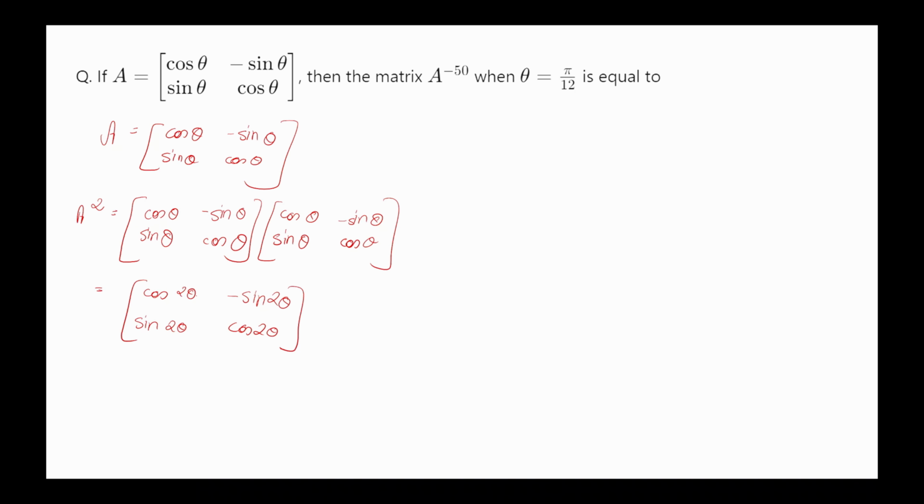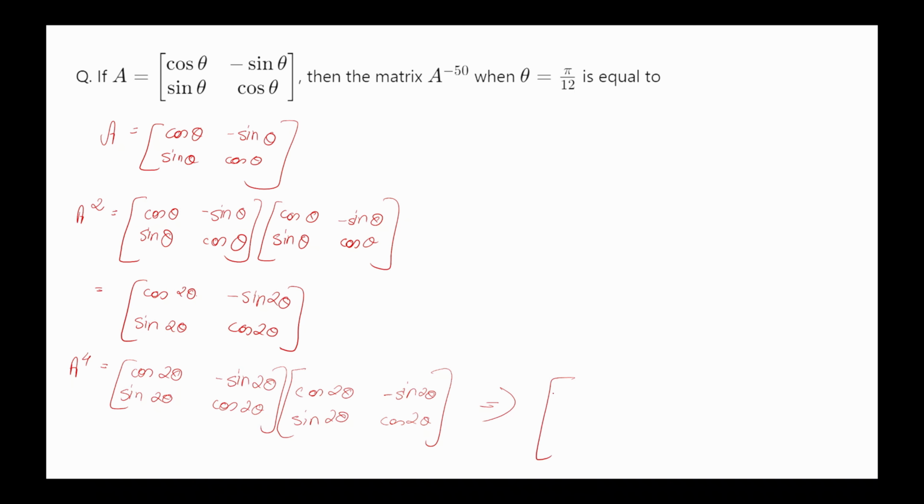Now let me find out my A to the power 4 as well. Based on that, I would be able to make an informed decision. So if I try to find A to the power 4, what would it become? [cos 2 theta, minus sine 2 theta; sine 2 theta, cos 2 theta] multiplied by itself. If I try to find this multiplication, what am I going to get? Cos squared 2 theta minus sin squared 2 theta in the first place, so I would basically have cos of 4 theta here.